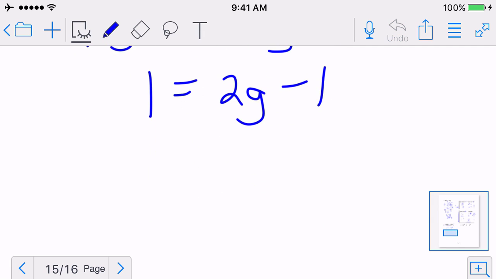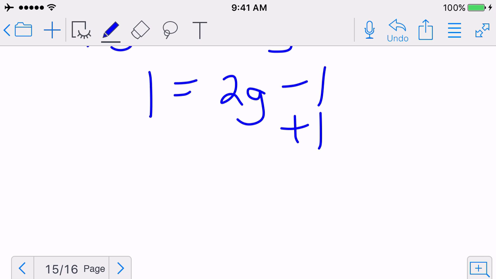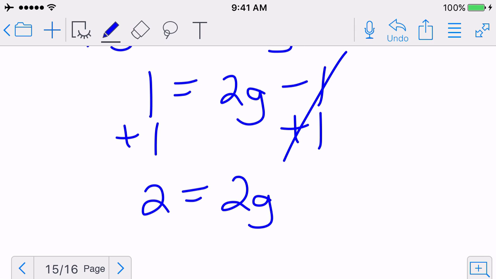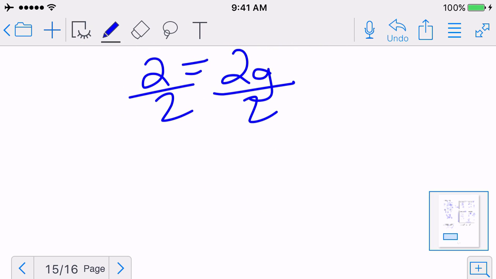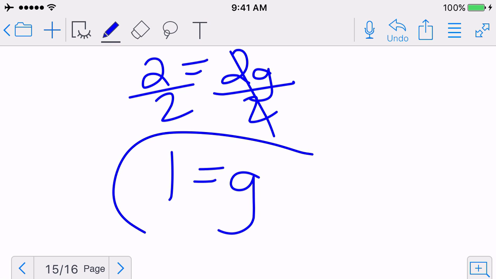Now I'm going to have to get rid of this one. So I get rid of the subtract 1 by adding a 1 to both sides. That gives me 2 on the left, and I still have 2g. These guys are gone. Divided by 2, and then I finally have my final answer. 2 divided by 2 is 1. So 1 is equal to g.